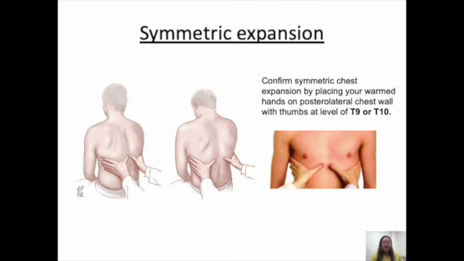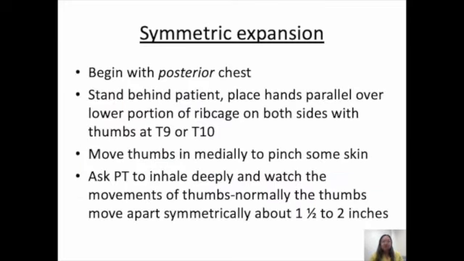So for our lab, we're only requesting that you check symmetric expansion posteriorly. And you're going to stand behind that patient. Again, you're going to move those thumbs medially to pinch just a little bit of skin. About an inch of skin is okay. And then you're going to ask the patient to inhale deep. And as they take a deep breath, you're going to watch the movement of their thumbs on their back. So you're watching your thumbs on their back. And they should move symmetrically. And this is showing you their expansion, symmetric expansion of the lungs.